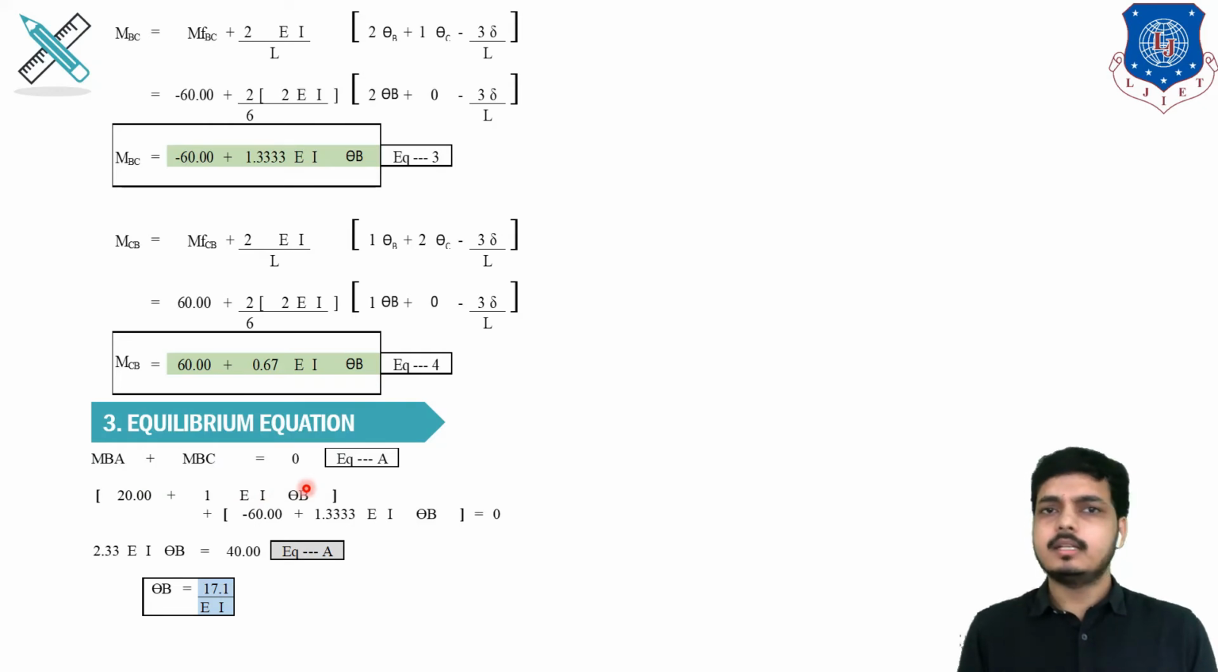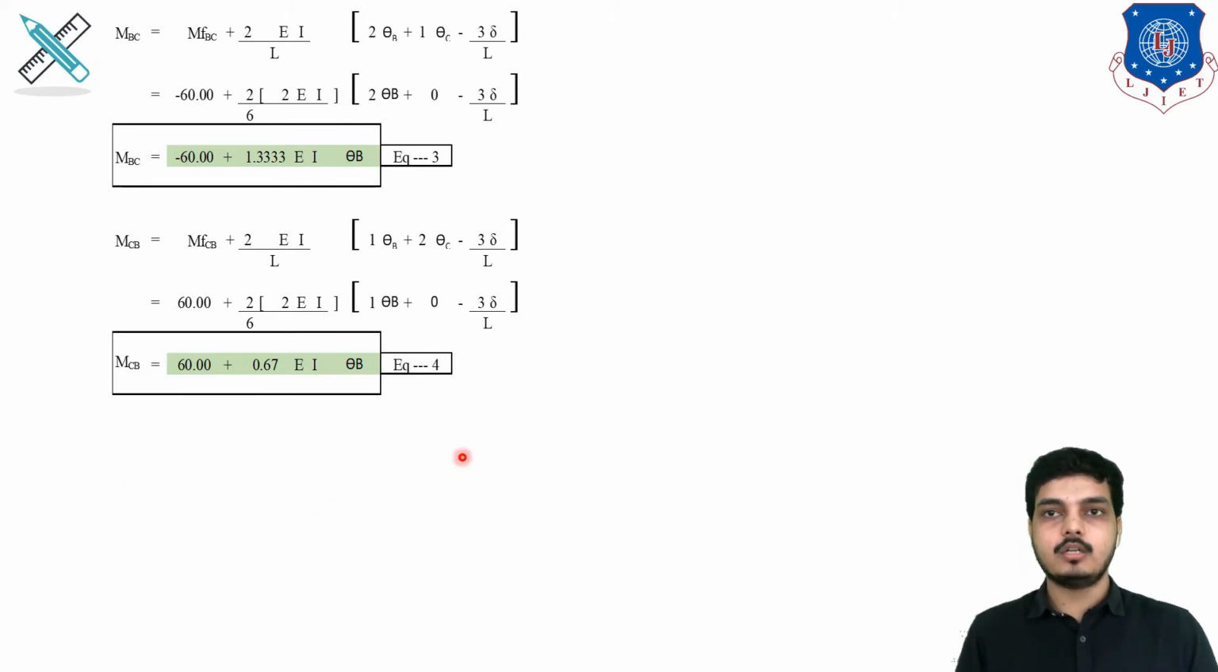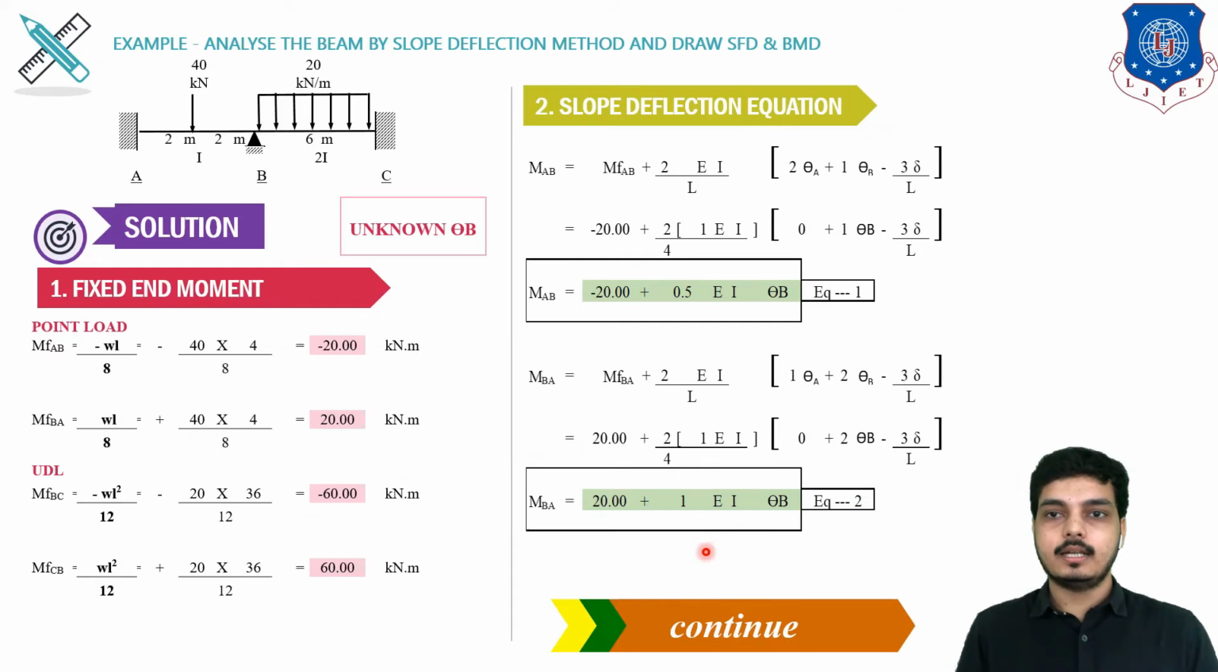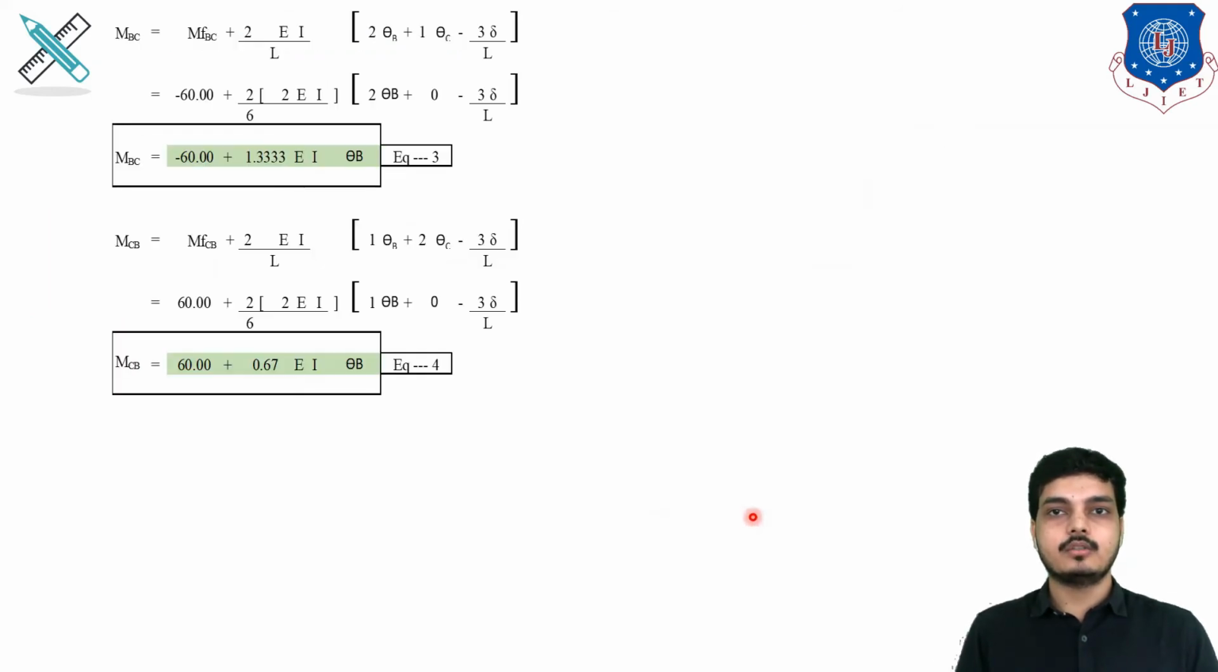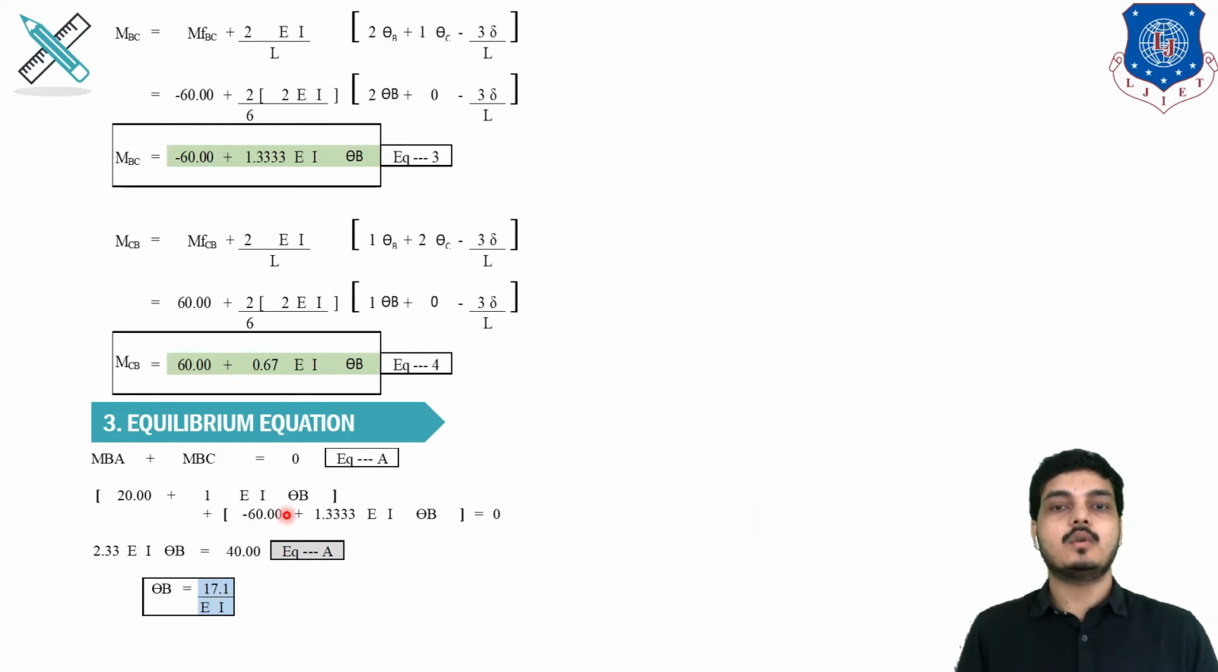Remember, it is a simple support. A simple support does not resist moment, so the summation of moments will be 0. Let's find it from the equations. MBA came from equation number 2. MBA is nothing but 20 plus 1 EI theta B. So using that value, 20 plus 1 EI theta B, plus equation number 3, minus 60 plus 1.33 EI theta B, equals 0.